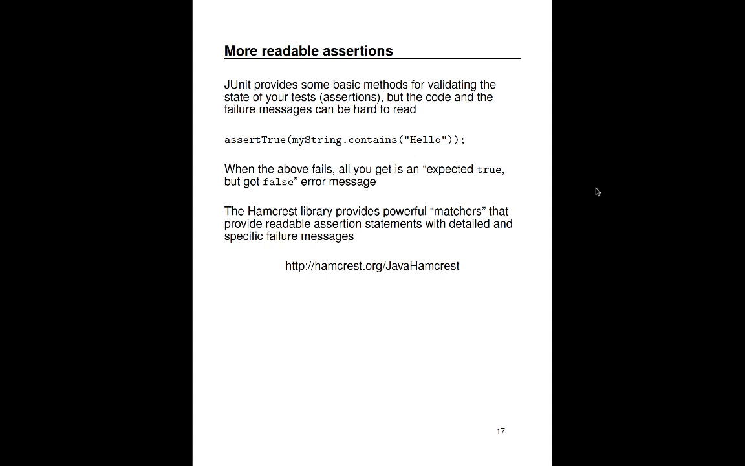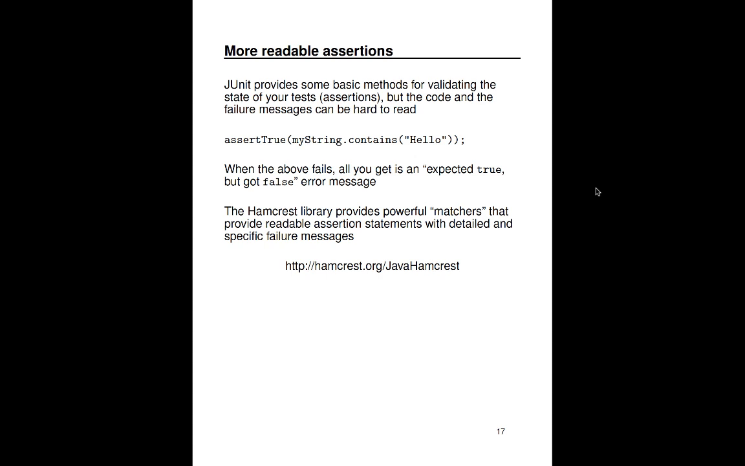But when it fails, let's say that my string doesn't contain hello, what happens? The expression myString.contains hello is evaluated. It returns false. Then JUnit says, okay, assert true, false. Oh, that's a failure. But all JUnit knows is that you expected true and got false. It doesn't really tell you what went wrong. And then you need to start the chase to figure out, okay, why did this assert true fail? Oh, it was because this condition wasn't true. Then you've got to run the debugger and everything.